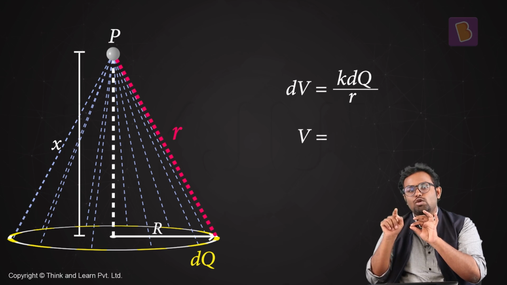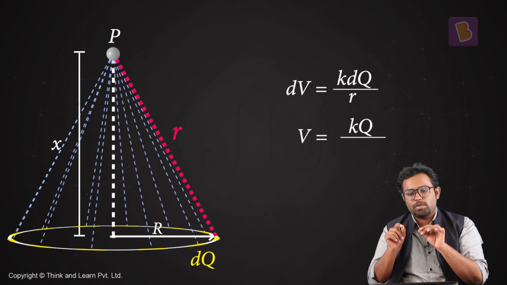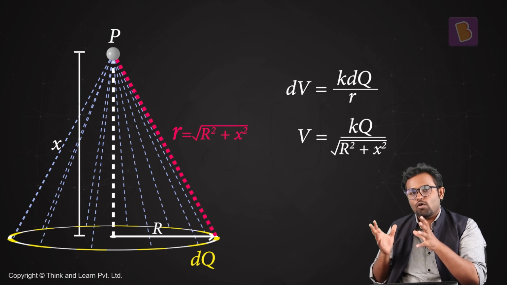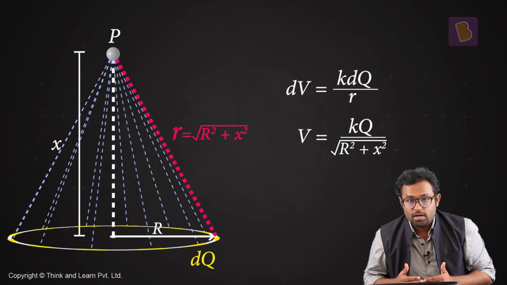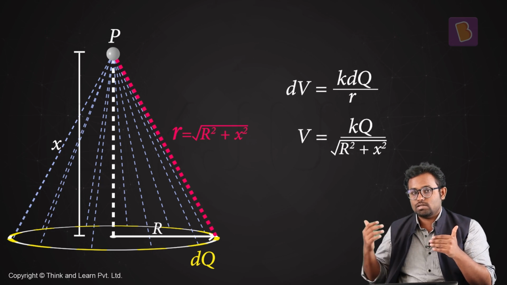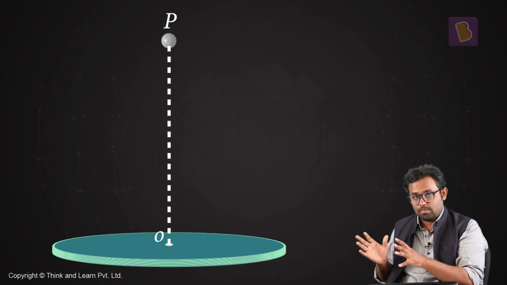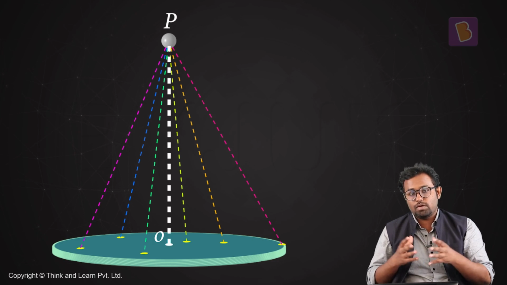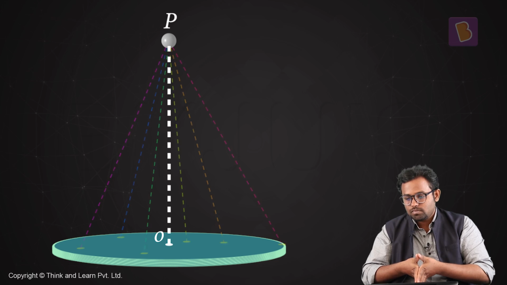So K times of sigma Q is Q, capital Q, let's say that's the charge on the ring, divided by the distance from that point, which will be under root of R square plus X square. And that's the formula of the potential due to a ring, KQ by root over R square plus X square, right? You're getting my point, right? It's easy because all the charges are equidistant from that point. But in the case of a disk, it is not the case. All the charges are not equidistant from some random point where we want to find the potential. Now what do we do?